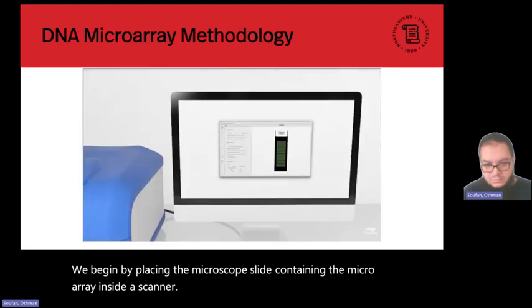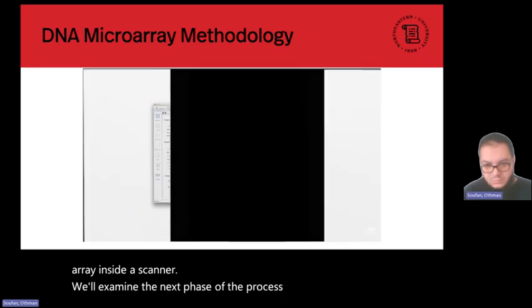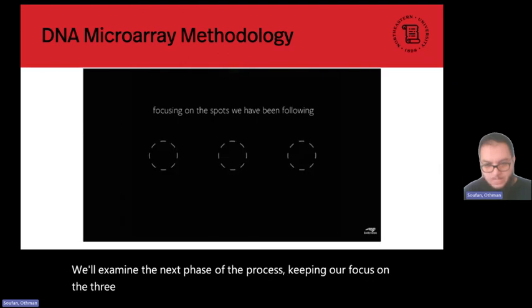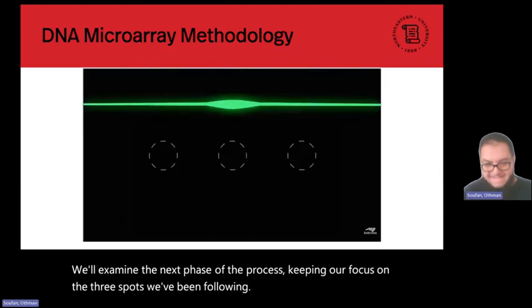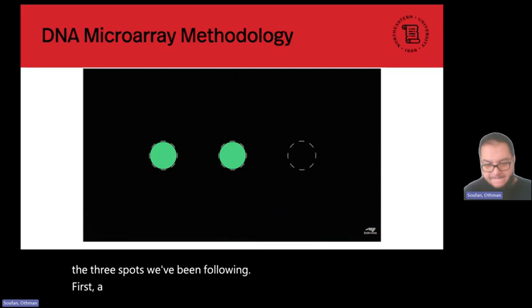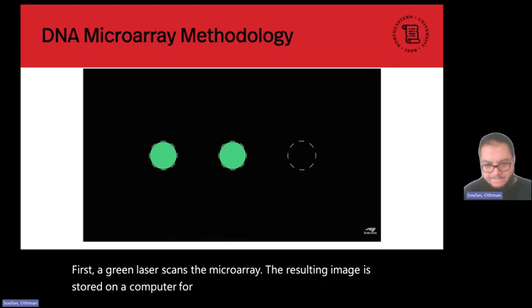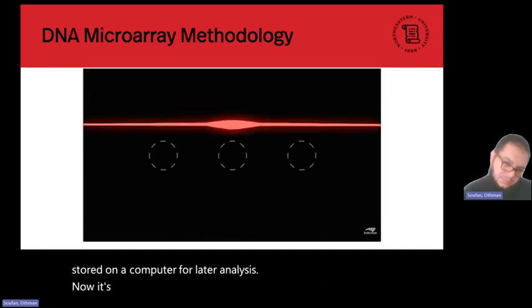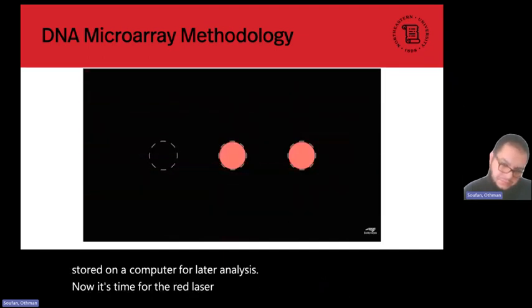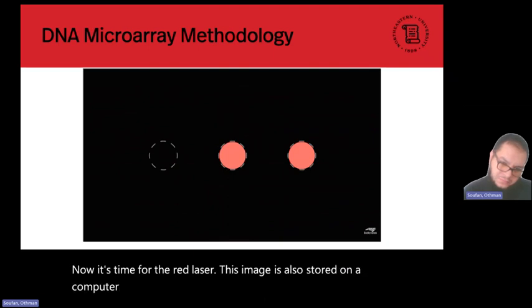We'll examine the next phase of the process, keeping our focus on the 3 spots we've been following. First, a green laser scans the microarray. The resulting image is stored on a computer for later analysis. Now it's time for the red laser. This image is also stored on a computer for later analysis.